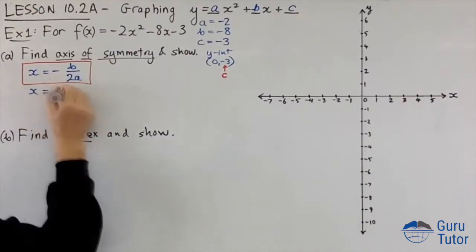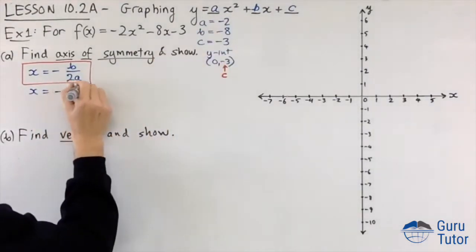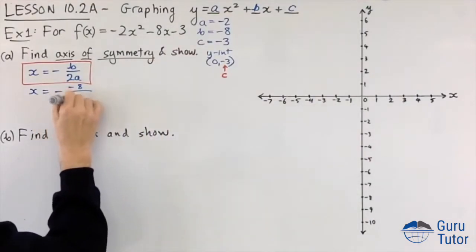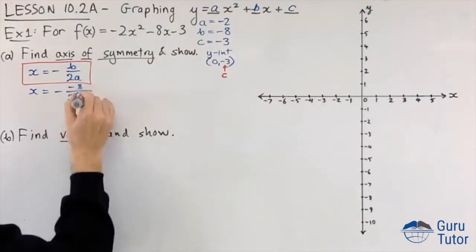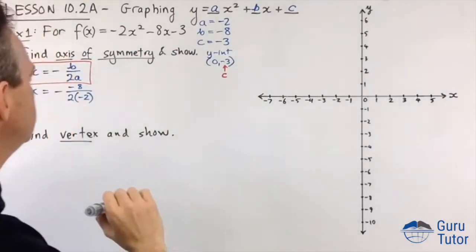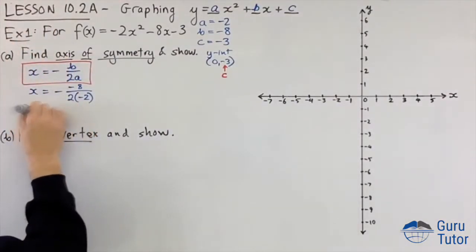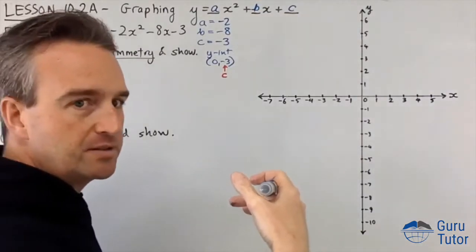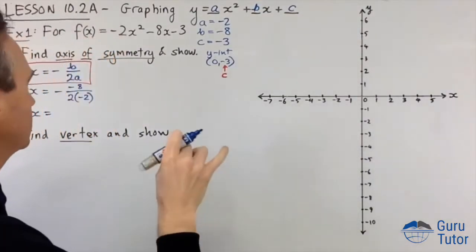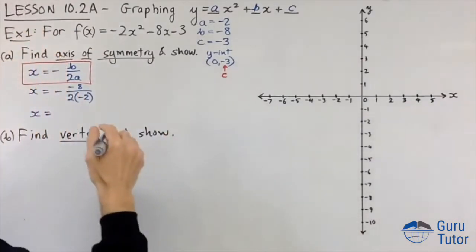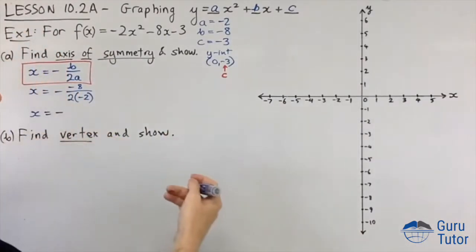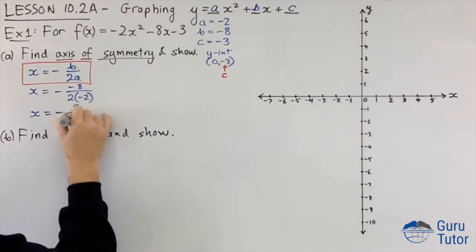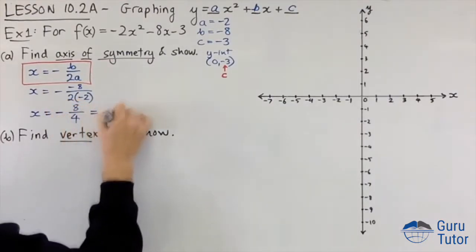X equals minus, b is negative 8, over 2a, which is negative 2. Be careful of all the minuses here. This could put you off. So what we have is x equals minus, minus, minus. We've got 3 minuses, all with division and multiplication involved. So we're going to end up with a negative. 3 negatives is going to end up with a negative. We've got 8 over 4, which is negative 2.